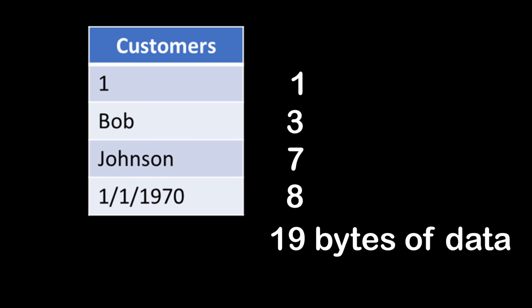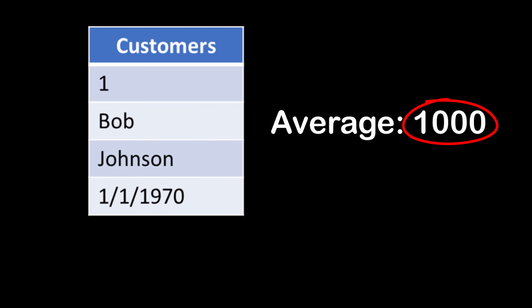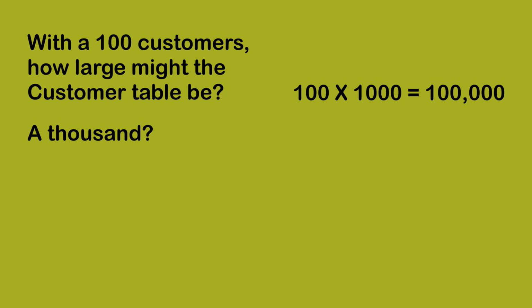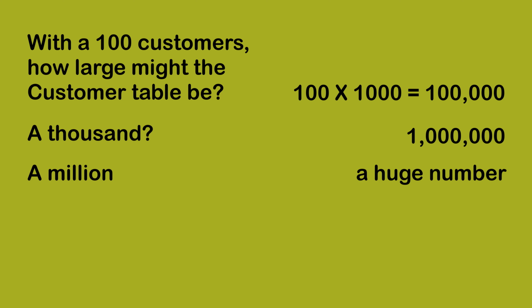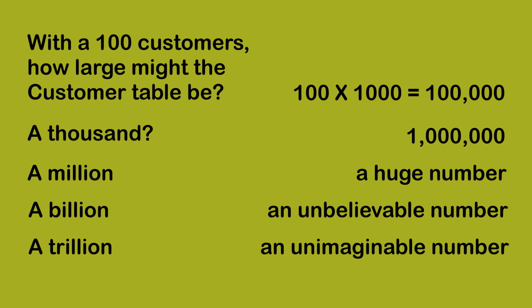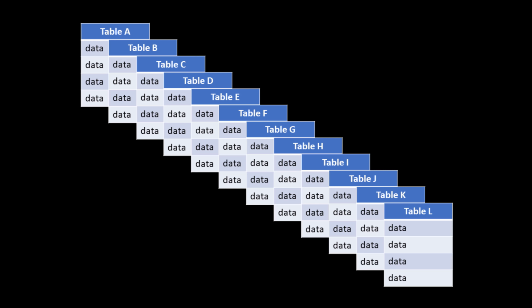Anyway, for the sake of this example, let's say the average total number of bytes in a row is 1,000. With 100 customers, how large might the customer table be? Only 100,000 bytes. With 1,000, it grows to 1,000,000 bytes. With 1,000,000, it grows to a huge number of bytes. With 1 billion, it grows to an unbelievable number of bytes. And with 1 trillion, it grows to an unimaginable number of bytes. And that's just the customer table.